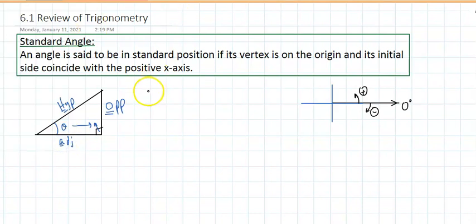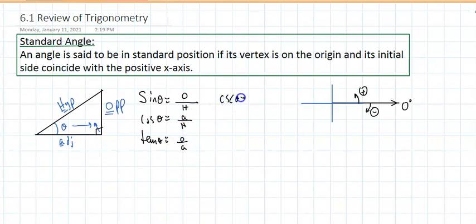Associated with any right triangle are 6 trigonometric functions. There is the sine of that theta, the cosine of that theta, and the tangent of that theta. Sine is the ratio of the opposite over the hypotenuse. Cosine is the ratio of the adjacent over the hypotenuse. And tangent is the ratio of the opposite over the adjacent.